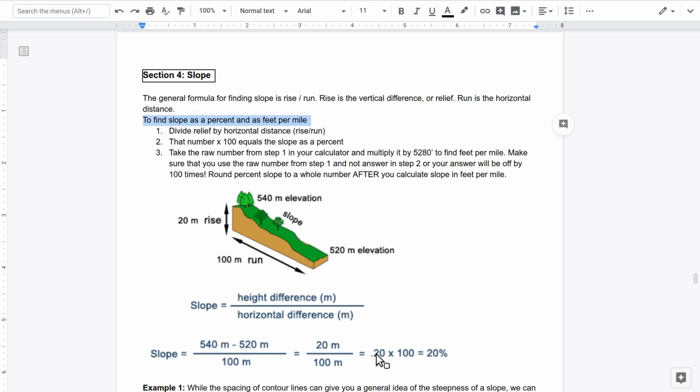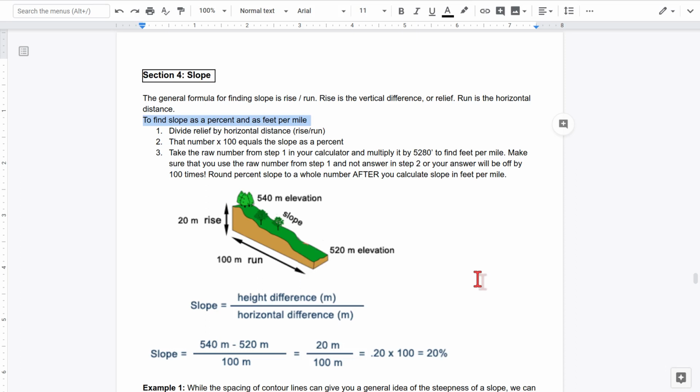So remember, 100% slope means for every unit you go over 1 mile, you would go up that much, 1 mile. So if the percent slope was 100%, you'd multiply 5,280 by 1 to get 5,280. If it was a 50% slope, you'd go over 5,280 and you'd go up half a mile. So in this example, we've divided the relief 20 by the horizontal distance of 100 to get 0.2. And then we're going to multiply that by 5,280 to get the answer expressed in feet per mile.